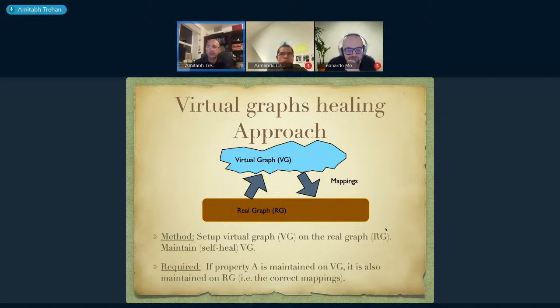And how does it work? If you look at this diagram, this is sort of the idea. You have a real graph below, which is the graph you're trying to maintain, whatever you like. And then you are creating this virtual graph, which can be a combination of these real vertices plus these virtual vertices, these new ones which we created.